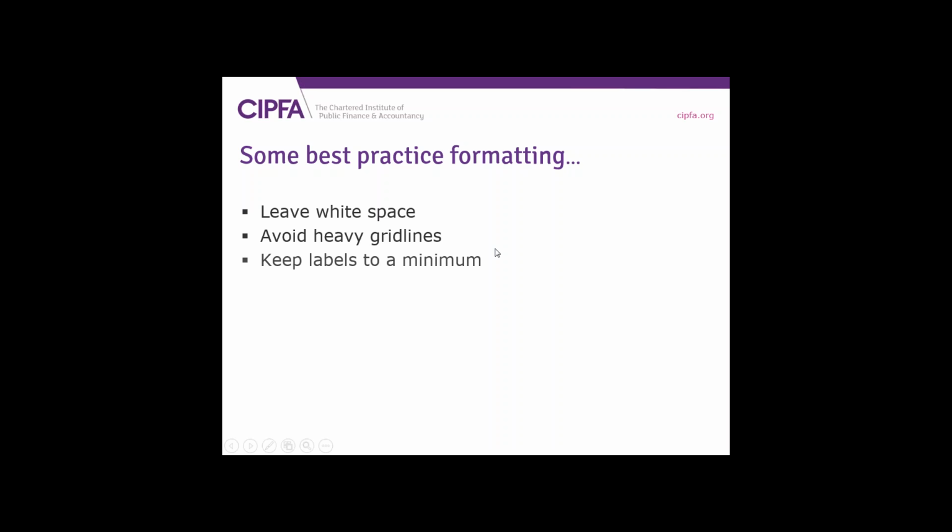Also keep labels to a minimum. So rather than, for example, labelling every 1 or every 10 along the axis, can I do it every 100? Fewer labels mean you've got more white space, it's easier to read, and also it means, again, you can shrink down those graphs much smaller, which means you can drop them into the body of the text of a report, and you don't have to put them in the appendix.